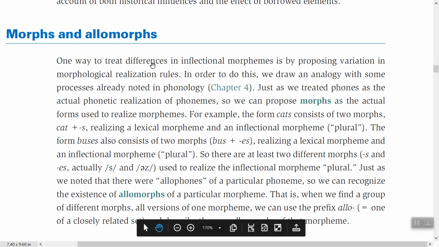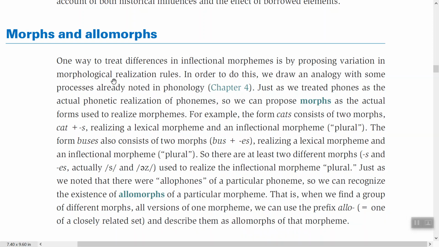One way to treat differences in inflectional morphemes is by proposing variation in morphological realization rules. In order to do this, we draw an analogy with the process already noted in phonology, chapter 4, the same idea. Just as we treated phones, this is the definition, now I'm repeating. What is phones? Phones, the actual phonetic realization of phonemes.